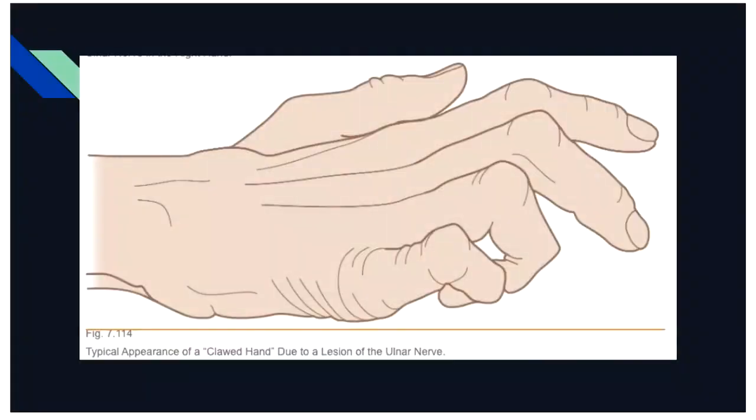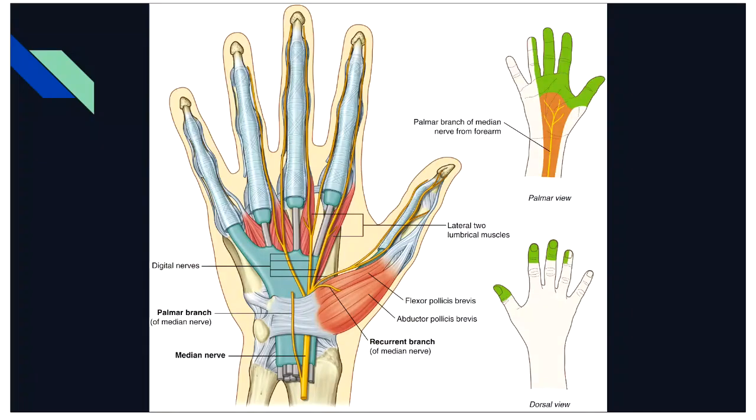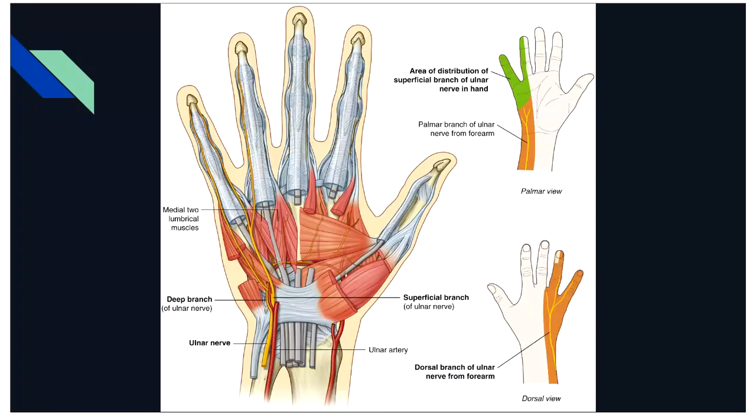What is this? See it at the bottom, right? So this is claw hand. So if you lose that ulnar innervation, right? Let's go to ulnar, right? So now this is what happens. All right, you think if you lost it, it wouldn't function, right?